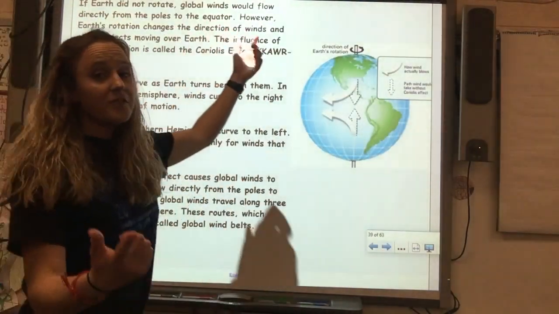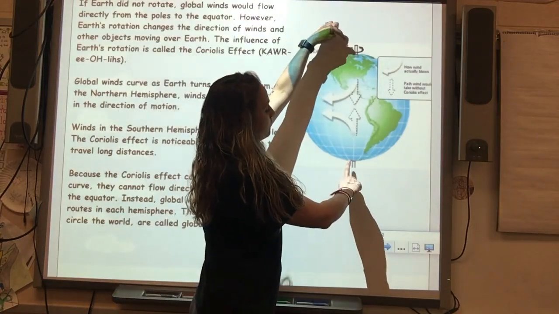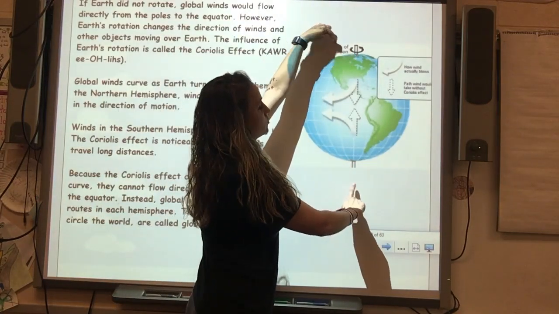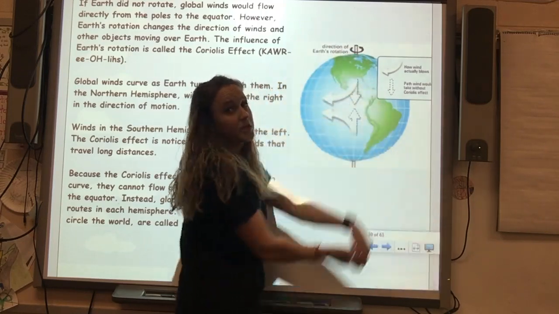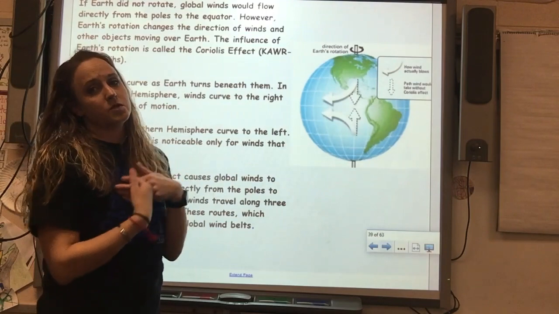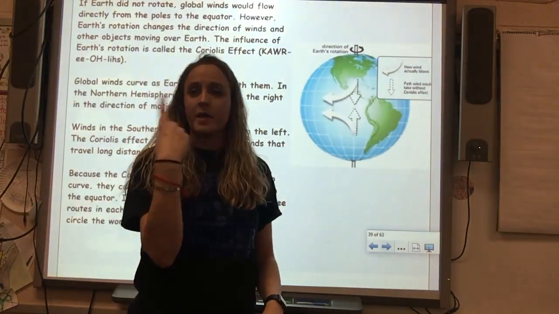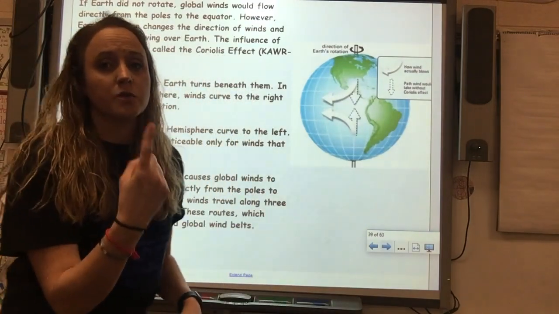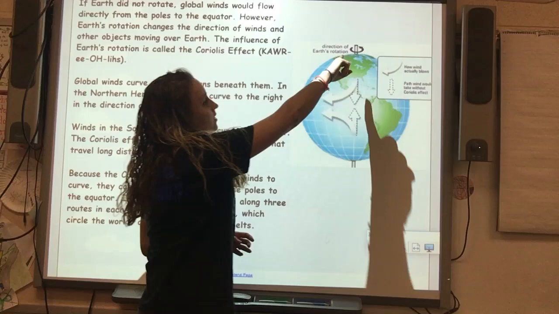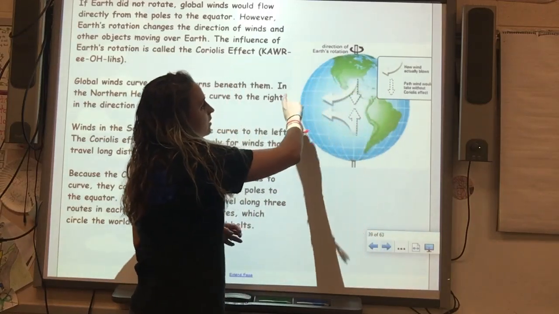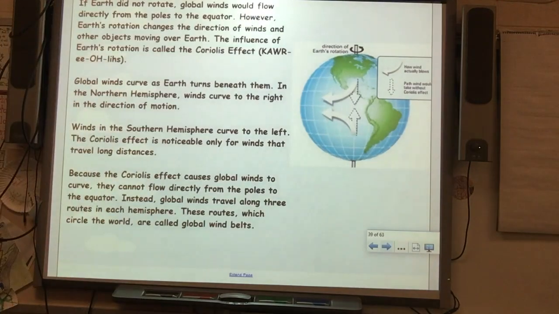So, if the Earth didn't rotate, like we saw in the video, the winds would flow from the North Pole and the South Pole towards the equator, from areas of high pressure to areas of low pressure. And they would just go straight up, straight down, okay? However, because of the Coriolis effect and the Earth's rotation, those winds actually turn to the right in the northern hemisphere and to the left in the southern hemisphere. Okay?